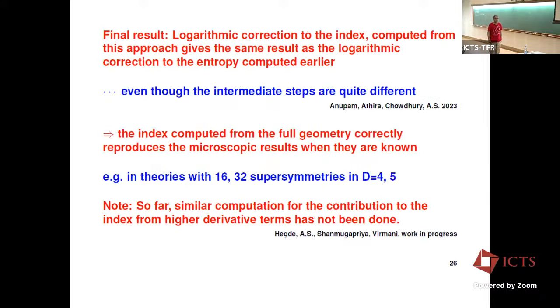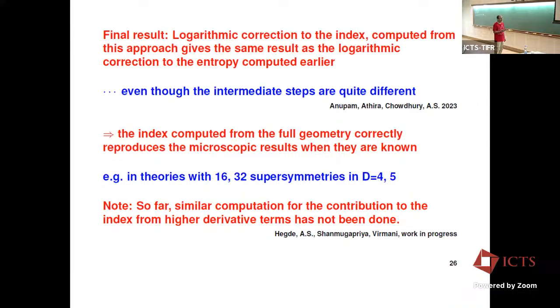Let me just give the final result. The logarithmic correction to the index computed from this approach gives the same result as the logarithmic correction to the entropy that was computed earlier. That was quite a different calculation. The background was different, the ensemble was different. In fact, for the direct computation of the extremal black hole entropy, one uses a microcanonical entropy, and hence we don't get this C factor there. Nevertheless, at the end, we find the same answer.